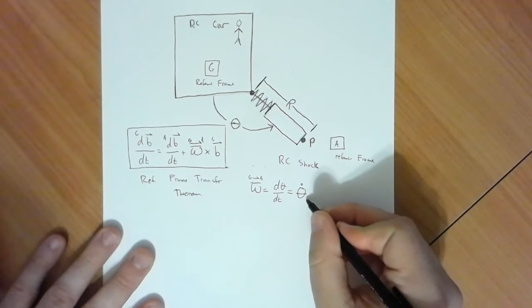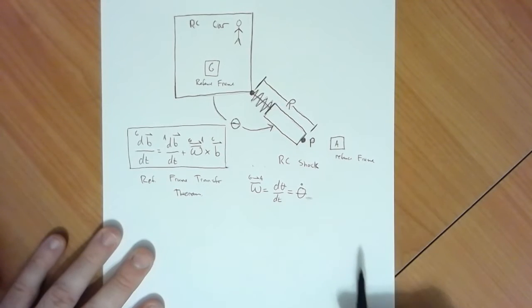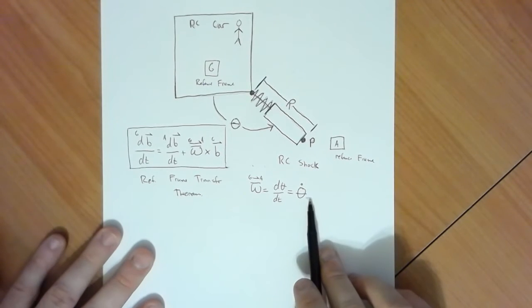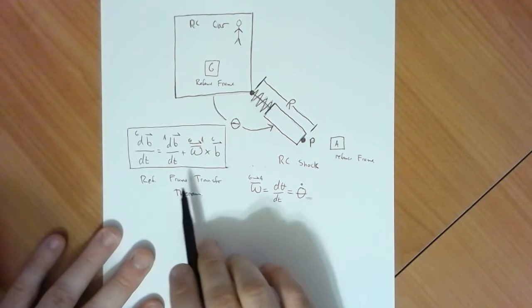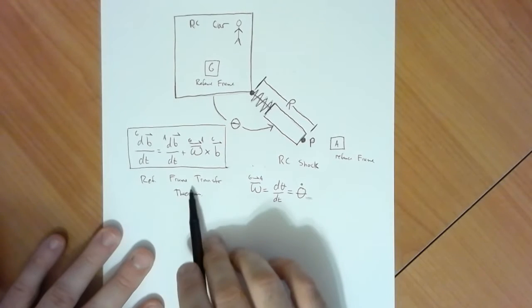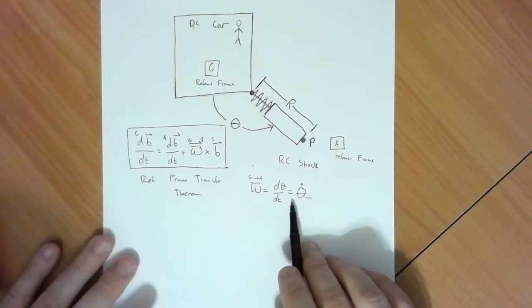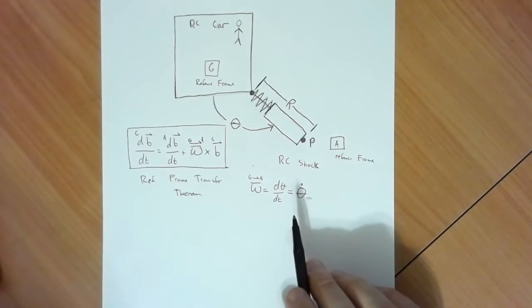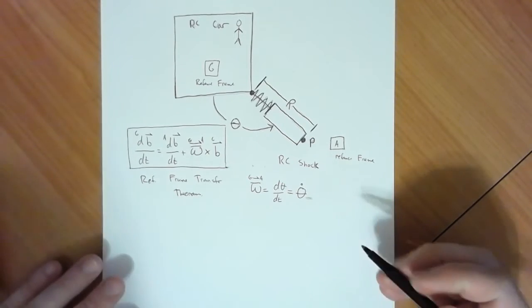So I'm going to leave a little line here to remind myself that I need to come back and give this a direction once I know how to do that. So that's the second piece. The first piece is the reference frame transfer theorem. The second piece is to figure out what omega is. And the third piece is just to remember the product rule.